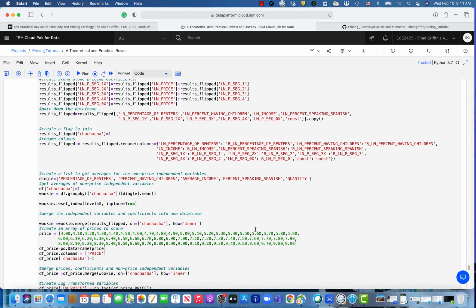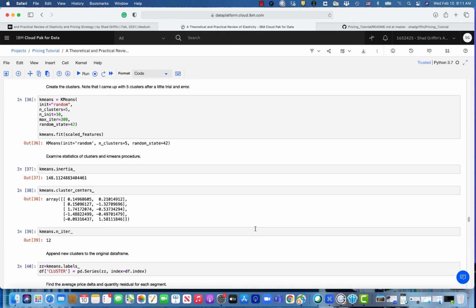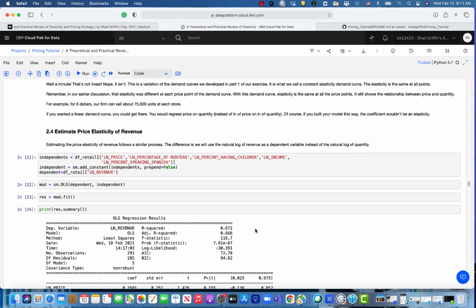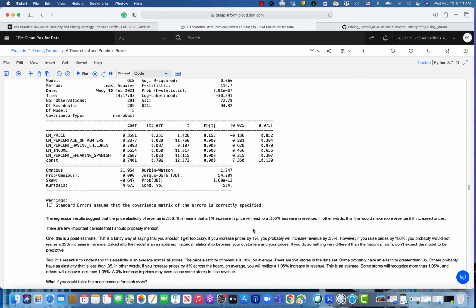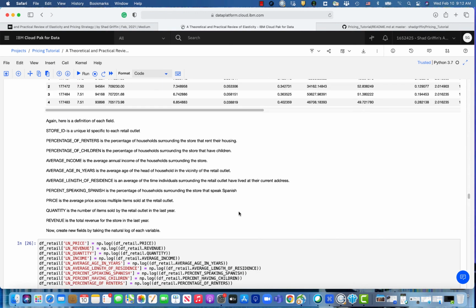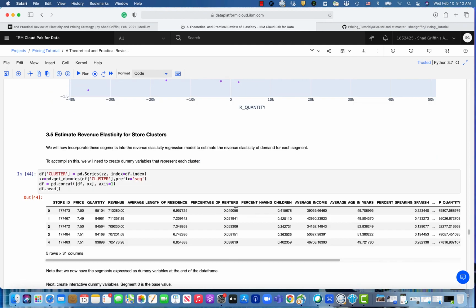So anyway, to summarize what we're trying to do here: in this notebook, I walk through, and I would encourage you to read it, but I essentially show you how to calculate elasticities for both quantity and revenue, price elasticity of demand and price elasticity of revenue. I show how to price discriminate when you have stores, in this case how you can create clusters and calculate separate elasticities for those clusters. And I show how you can finally create a demand curve for each one of your clusters as well.